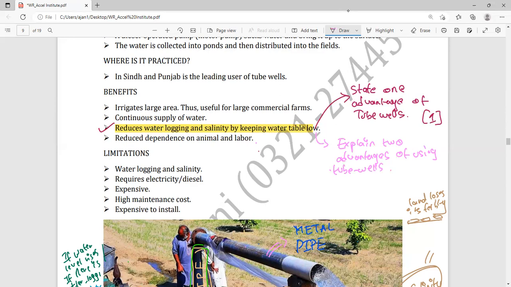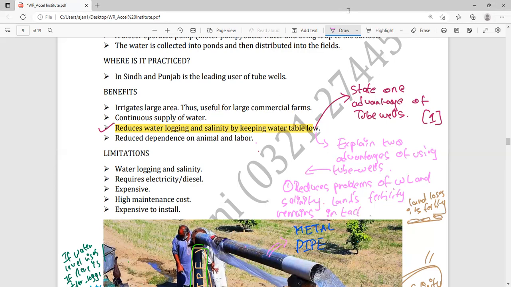So I will write it here. Number one, reduces problems of waterlogging and salinity. Now, how will you develop it further? You will write: land's fertility remains intact. Are we clear on this? Yep, we're clear.